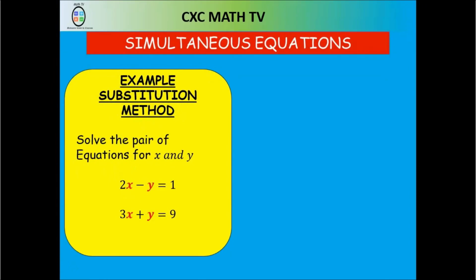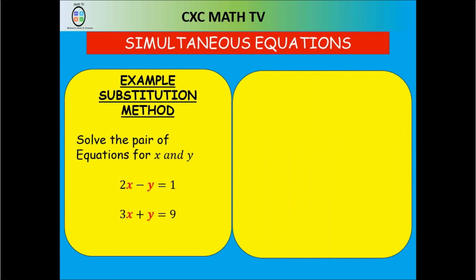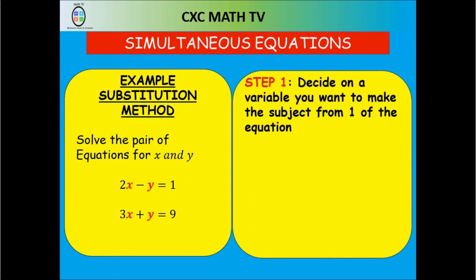So let's go. To solve this pair of simultaneous equations using the substitution method, step 1. Decide on the variable you want to make the subject from the first equation or the second equation. It doesn't matter. We just need to choose one of the equations and decide which variable we want to make the subject. Alright, so let's call the first equation equation 1 and the second equation equation 2.